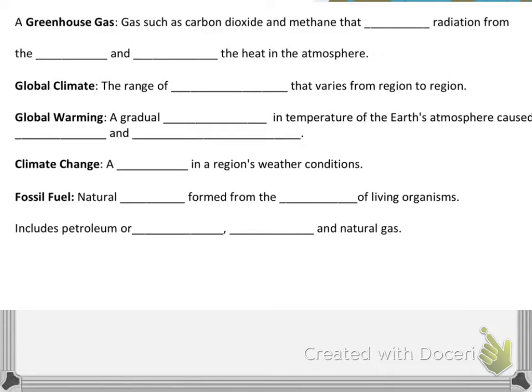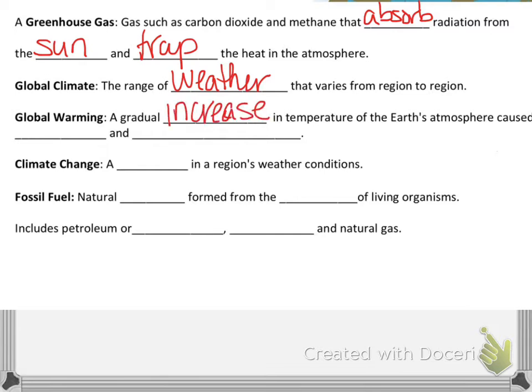A greenhouse gas, such as carbon dioxide and methane, is a gas that absorbs radiation from the sun and traps the heat in the atmosphere. Global climate is the range of weather that varies from region to region, so like across the globe. Global warming is an increase in temperature of the Earth's atmosphere caused by gases and pollutants.